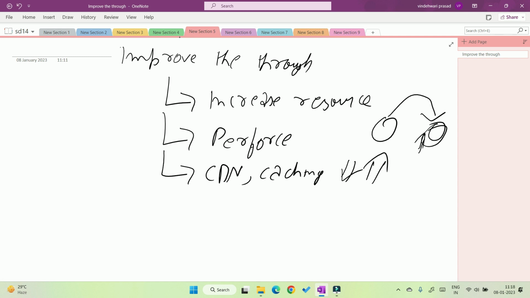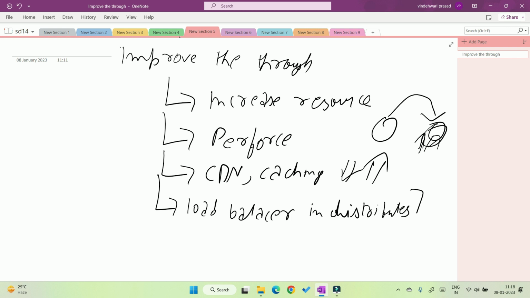throughput has to do lots of work at a particular time. That's why throughput gets increased. Next one is using the load balancer. We will discuss what a load balancer is in a distributed system. We can use the load balancer in a distributed system. Using a load balancer, we can increase the throughput.